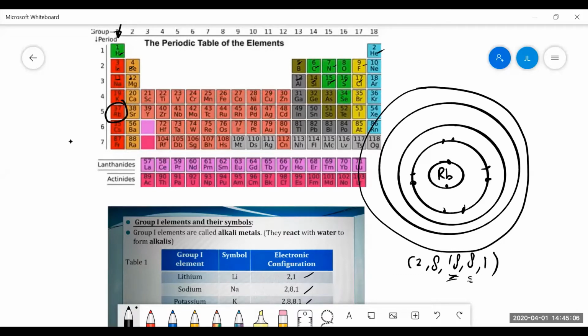Actually, this part is the transition elements, right? Where do you think the electron goes to? The third shell or the fourth shell? Actually, for this one, the electron goes to the third shell. So for example, 1, 2, 3, 4, 5, 6, 7, 8, 9, 10. This is the electron at the third shell.